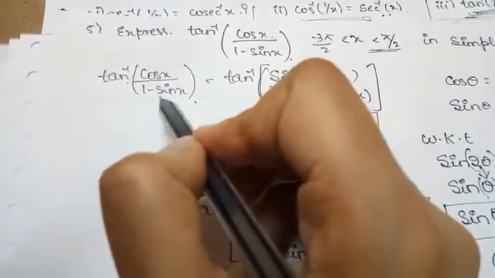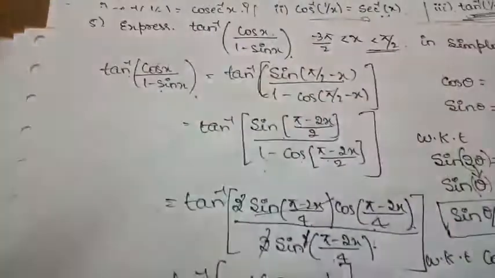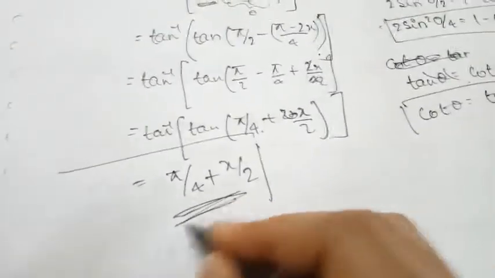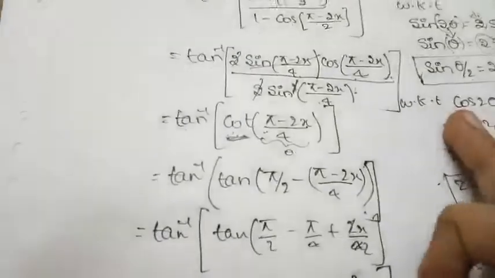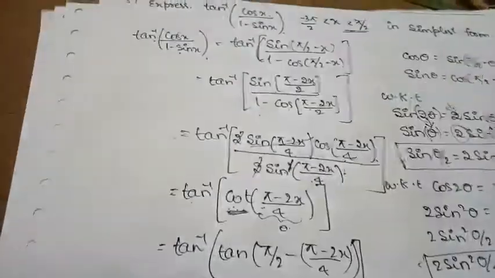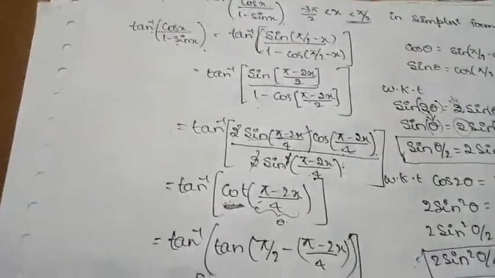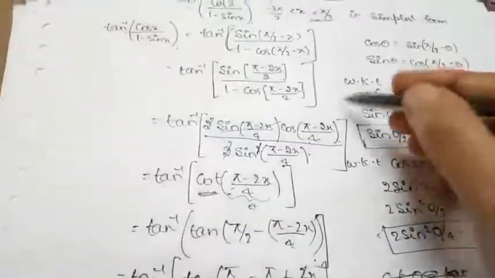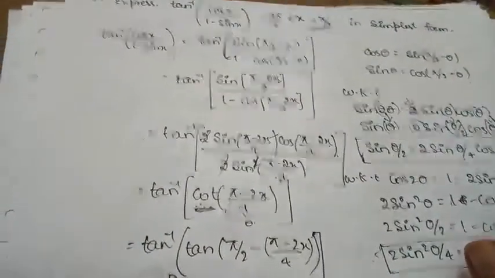So this is the simplest form of tan inverse of cos x divided by 1 minus sin x. So this is the simplest form. Suppose if you get confused, go back, pause the video, and understand each and every step clearly. If you understood step by step, it is an even better way.